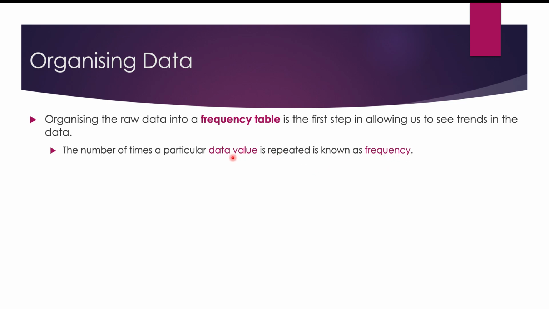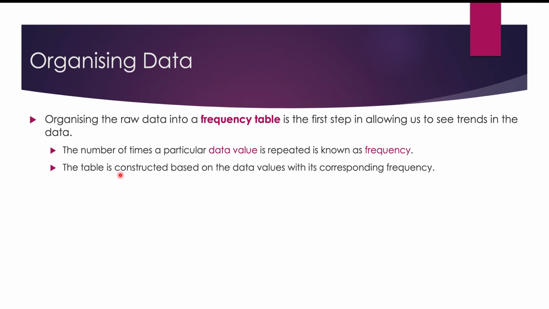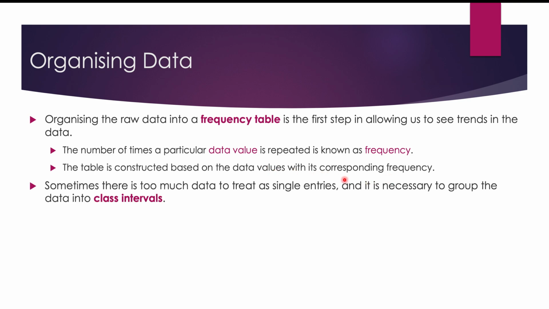But the data value can also be numbers. For example, if I want to know the age of the students in the class, most likely I'm going to get between 13 and 14 years old. So it can be 13 or 14. That's the data value, and the frequency is how many girls are 13 and how many girls are 14 years old. So those are what refer to data value and frequency. The table is constructed based on the data values with their corresponding frequency.